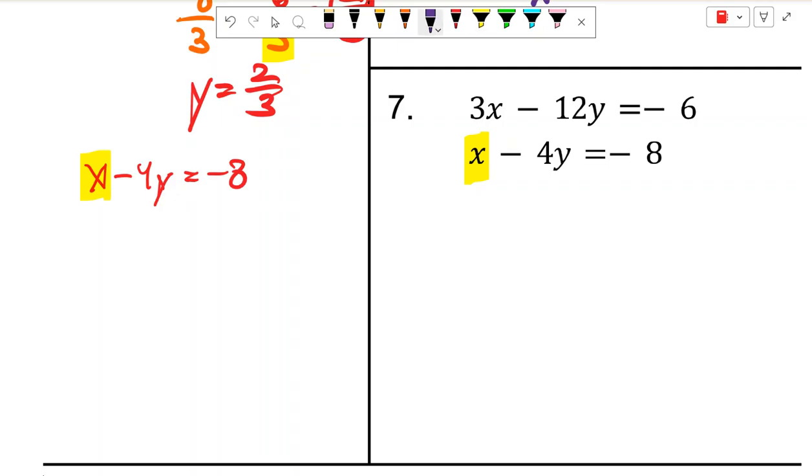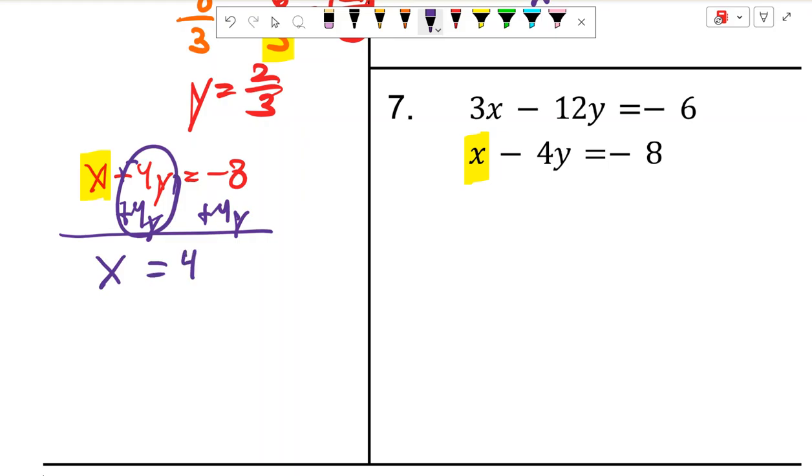Well, you could add an additive inverse to it to make it a little bit simpler. And we're going to add a positive 4y to both sides. That's going to give us x is equal to 4y plus negative 8. Now that's not slope-intercept form because you have an x out in front, but it gives you a great substitutor for x.